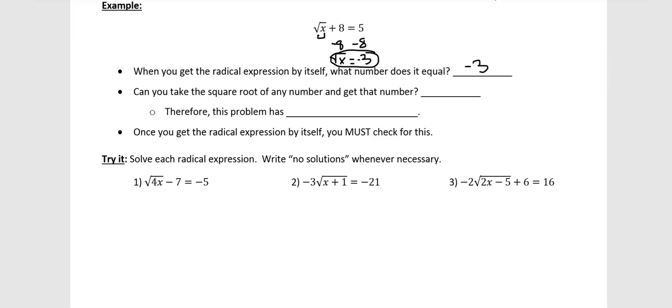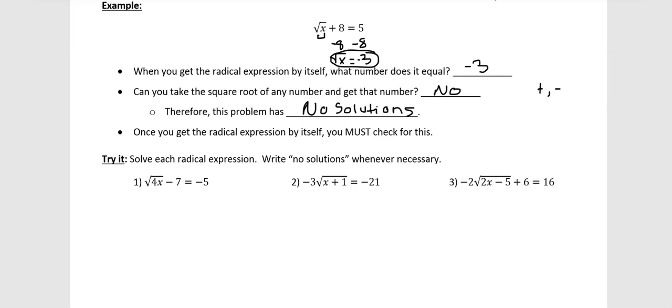Can you take the square root of any number and get negative 3? No, you cannot. Because the only way to get a negative number is by multiplying a negative and a positive. Square root, though, is multiplying a number by itself exactly. So the sign has to be the same. There's no way you can do that and get a negative. Okay, so this problem actually has no solutions. So basically, we just have to make sure we check for this, okay?